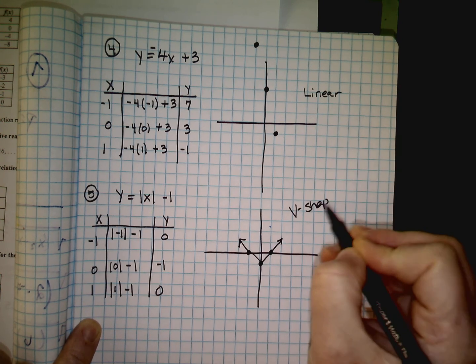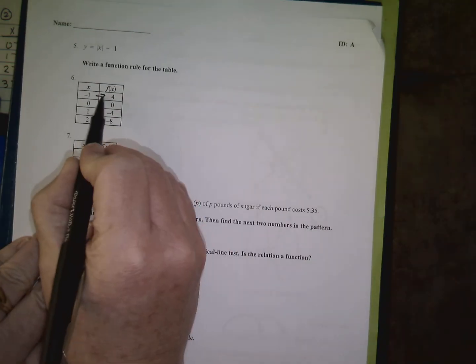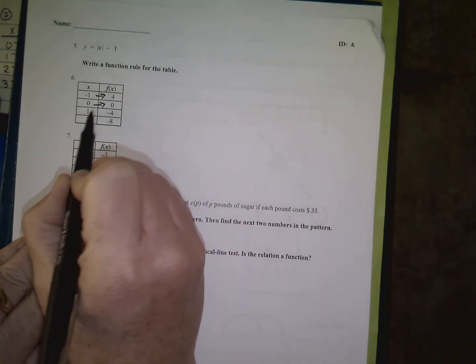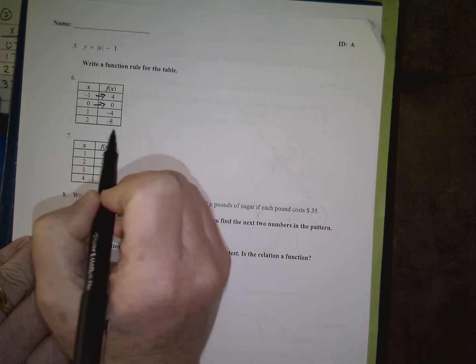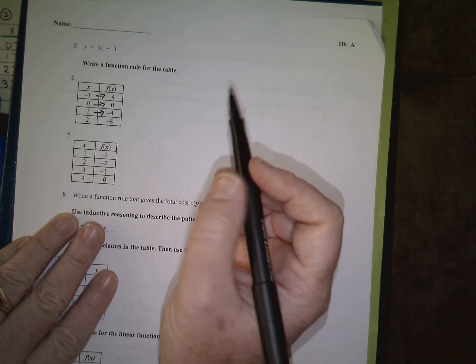V-shaped. So it's not linear. Okay? Number 6. Write a function rule for the table. You need to look across and decide what are they doing to turn -1 into 4, 0 into 0, 1 into -4, and 2 into -8. Do you think they're adding, subtracting, multiplying, or dividing? What do you think they're doing to x?